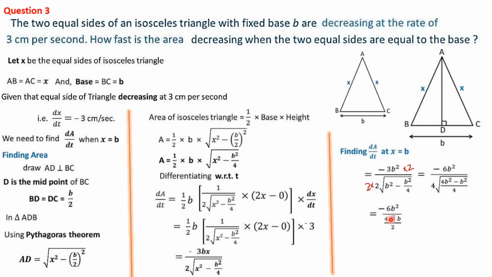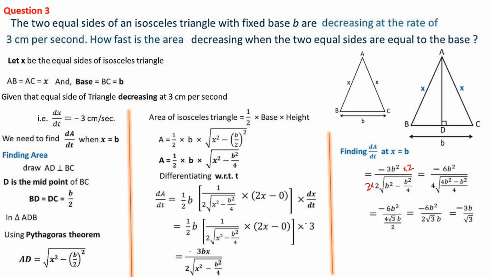4 root 3b divided by 4 inside the square root, outside coming means 2. That is equal to minus 6b square divided by 2 root 3b, where 2 and 4 cancel, times 2. Then 2 and 6 we can cancel, 3 times. So minus 3, and b square with b we can cancel, so the denominator b is gone and numerator only b balance. So minus 3b divided by root 3.